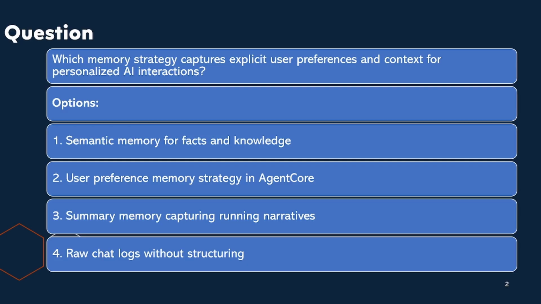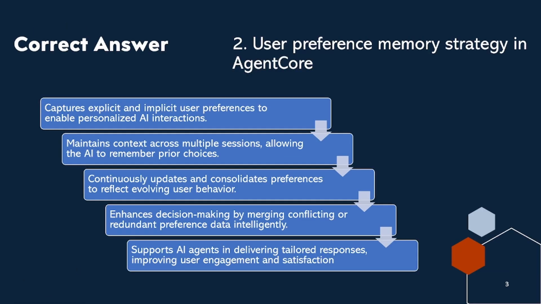Forever, not make you repeat yourself like a bad waiter. So here's the multiple choice lineup we're looking at. Semantic memory, that's general facts and world knowledge. User preference memory, inside Amazon Bedrock AgentCore. Summary memory, the running narrative of what just happened. Raw chat logs, just dumping everything into a giant text file. The correct answer is option 2, user preference memory strategy in AgentCore.